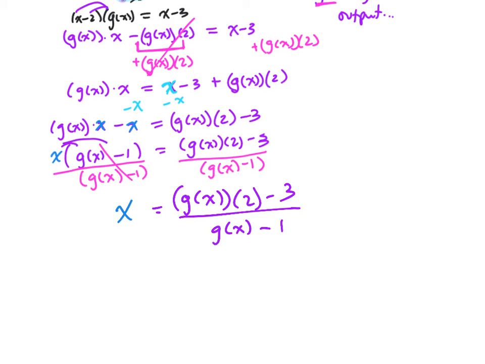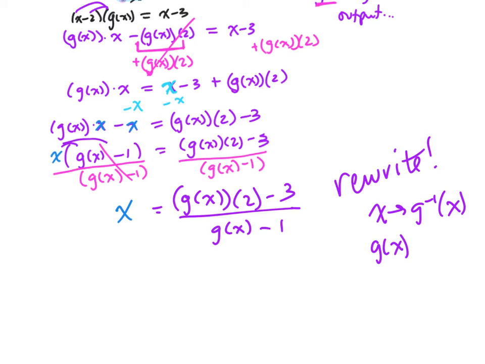Okay, great. So now we're going to rewrite. So x becomes g inverse of x. G of x, the little one, becomes x. So that's what's happening here. So let me draw my little arrow. G inverse of x equals, so I have a 2x, hey? Because that's how we do that in regular math land.